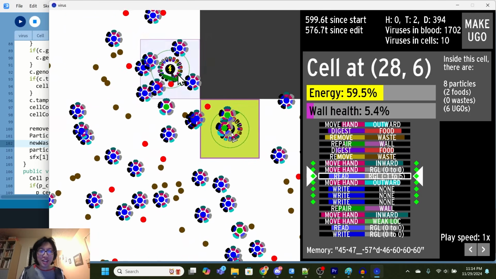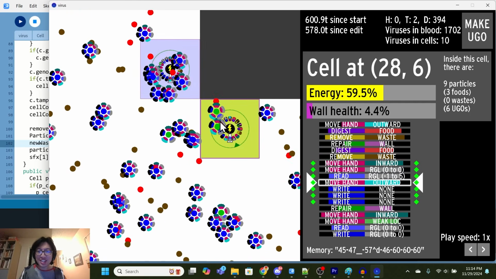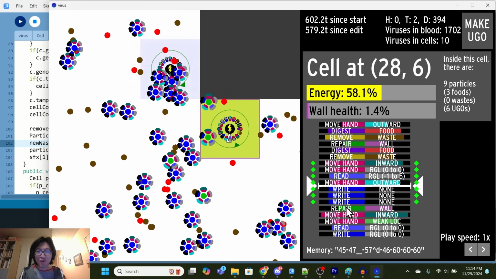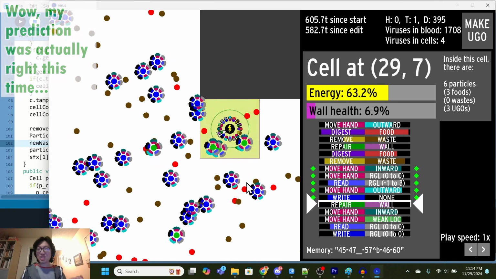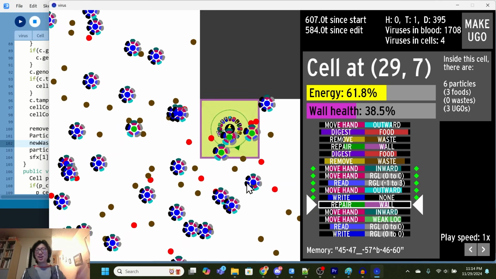We can zoom in here. And this guy's gonna die. This guy's gonna die so fast. He's at 4% health, but the repair wall command is so far away. It died. I was actually right. The cell infected with the green virus was the last one to survive. And it's actually gonna survive another repetition.